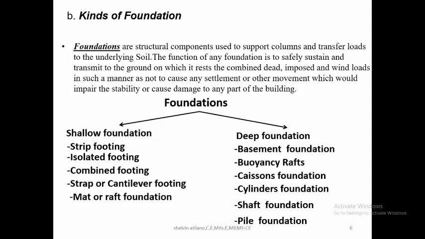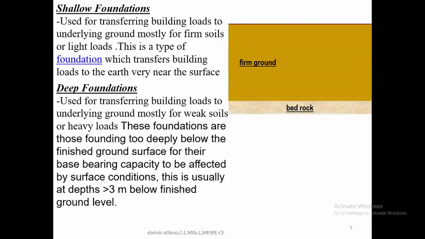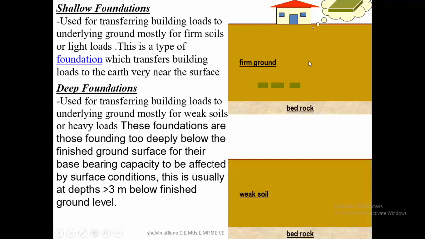Then mat is actually the pouring in one setting. It means if the area of the structure is 10 by 10, the foundation also is 10 by 10. Okay? So, shallow foundation is used for transferring building loads to underlying ground, mostly for firm soil or light loads. This is a type of foundation which transfers building loads to the earth very near the surface. So in this diagram, we can see here the typical example.